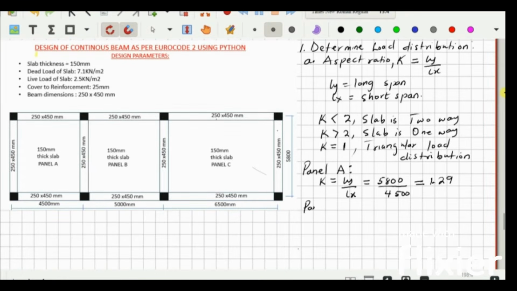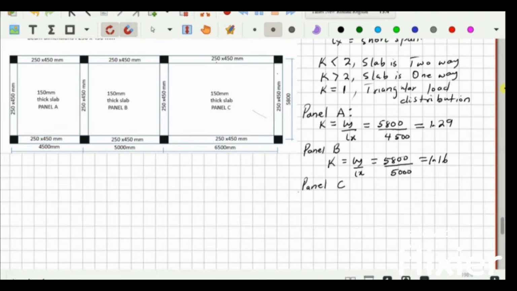Again, for panel B, our K will be equal to Ly on Lx, which is 5,800 on 5,000. And that will give us 1.16. Similarly, for panel C, our K is Ly on Lx, which is 6,500, and the short span is 5,800. This will give us 1.20.